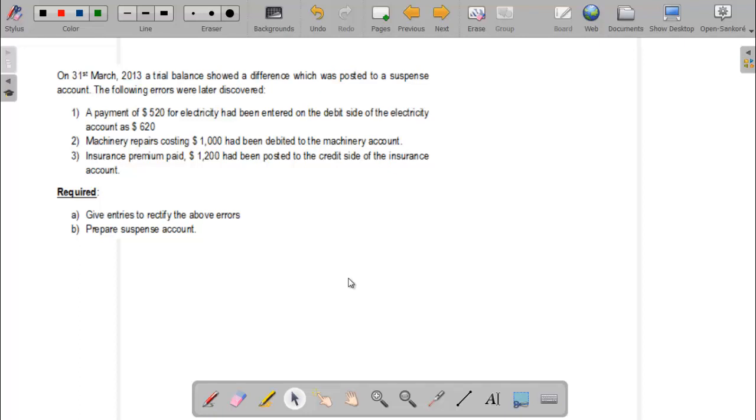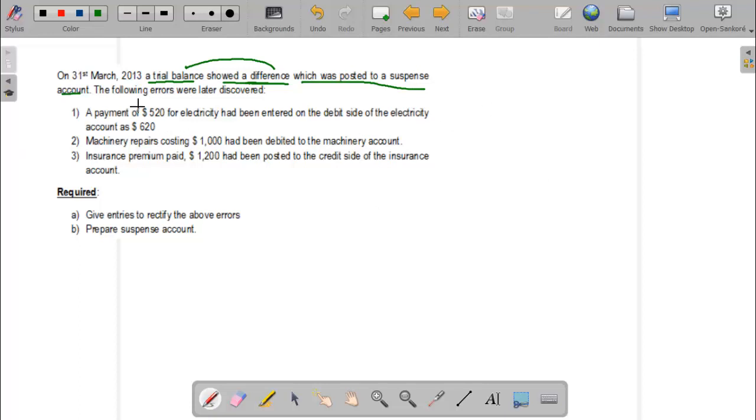On 31st March 2013, a trial balance showed a difference which was posted to the suspense account. Wait a minute. We prepared the trial balance, isn't it? And the trial balance is not coming. Total of trial balance is not coming the same. There is a difference. The trial balance is showing a difference, and that difference we transfer to which account? Suspense account. Agree?